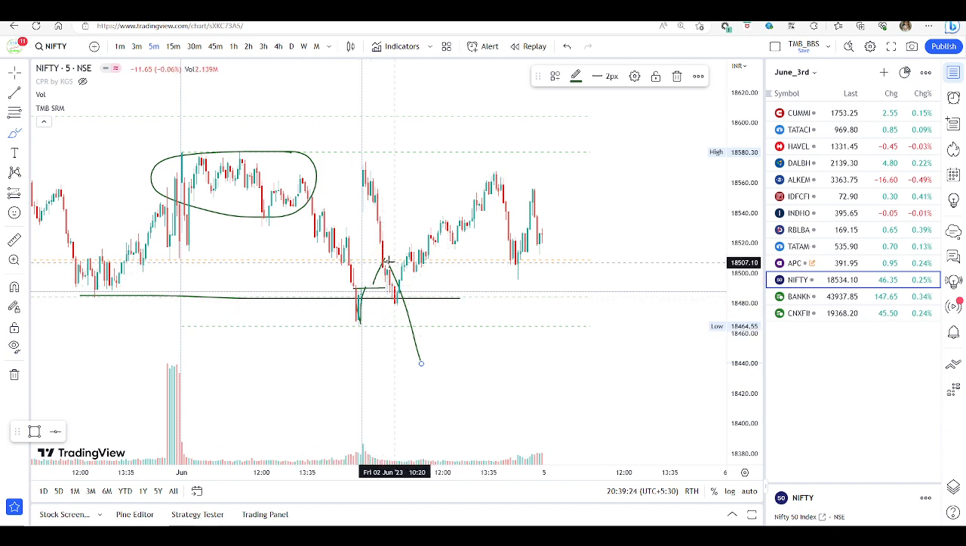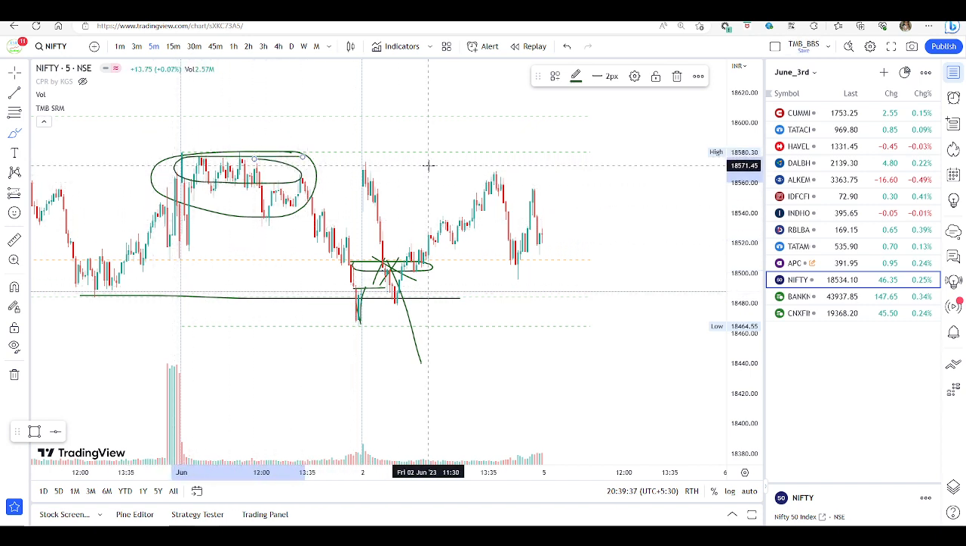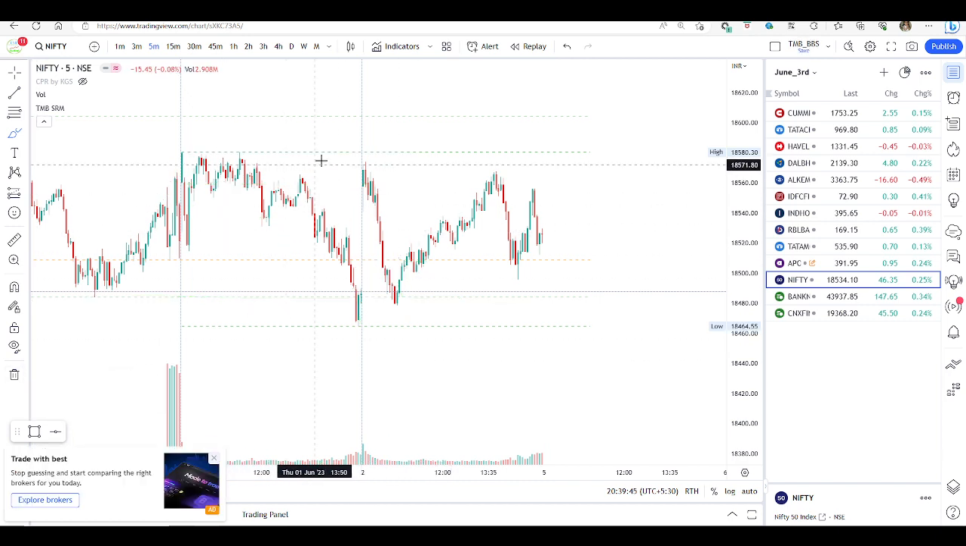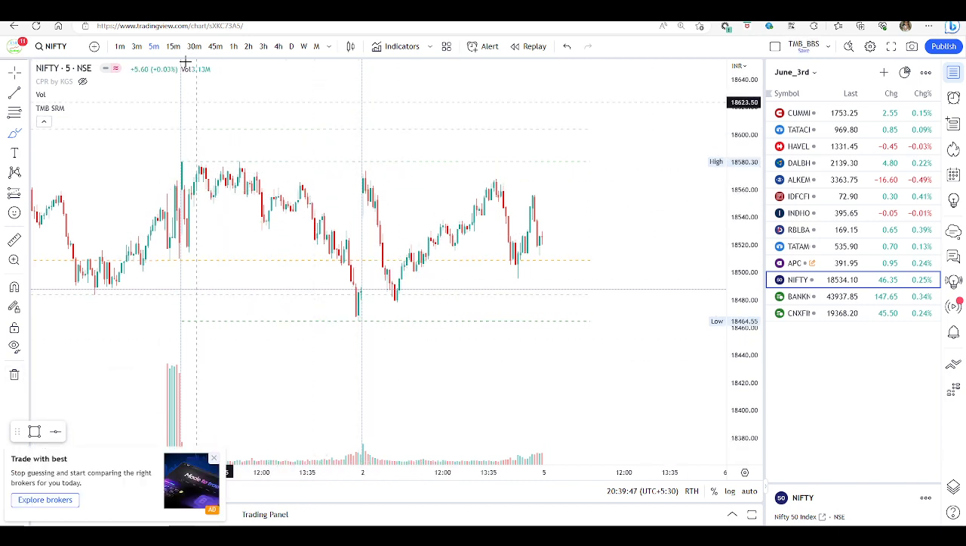In case it opens in this region, we cannot trade anything because this is the risky zone. So what we expected, since there is a big price action here, if the stock comes to this region, we can happily go for the shorting opportunity. That is the discussion I made in the last video.